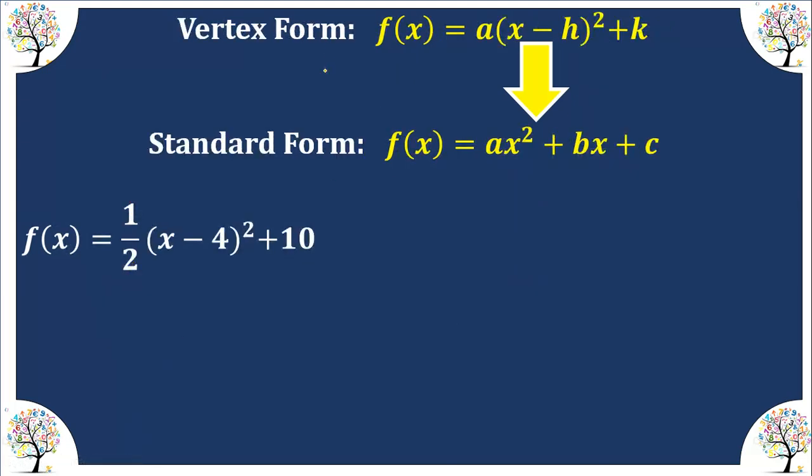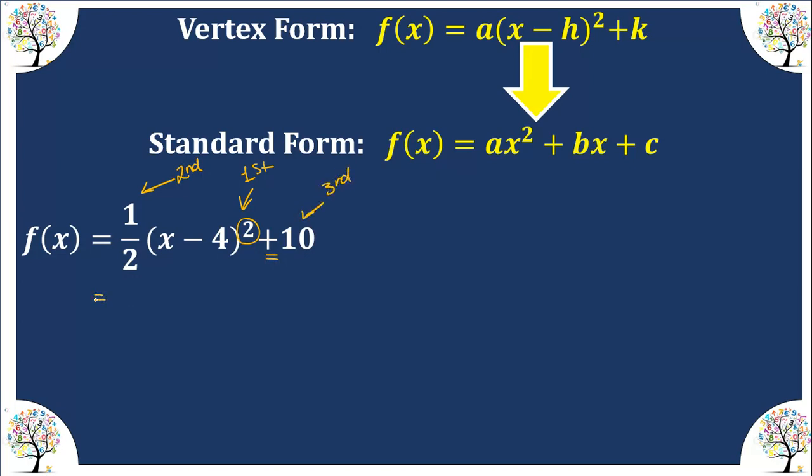Now we're going from vertex to standard, and all this is order of operations. Our a value is 1/2, so we will have a 1/2 out front. So let's talk through this. So our order of operations is we have exponents. So that's the first thing we're going to do. So we will multiply this binomial by itself. Once we get all that multiplied, then we will multiply by 1/2. And then we will add lastly.